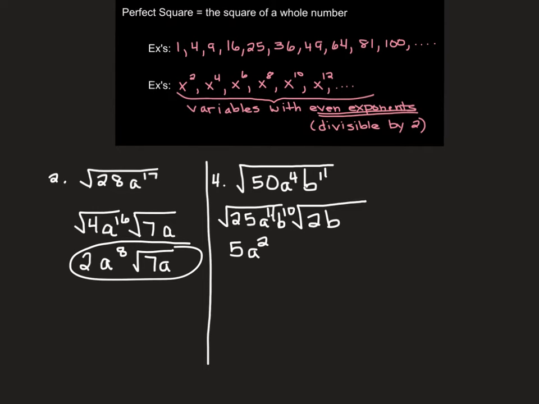Remember, you just take the exponent and you divide it by 2, right? You cut it in half. And then you can bring down your leftover radical, and this is the answer to number 4. Okay, this is what that radical simplifies to.